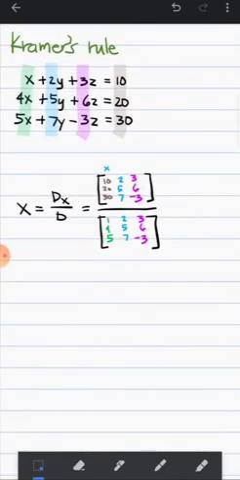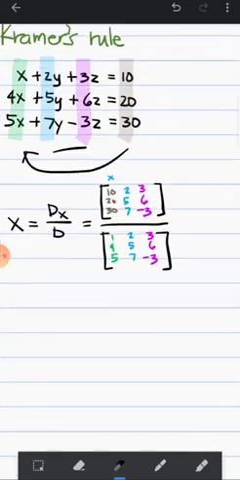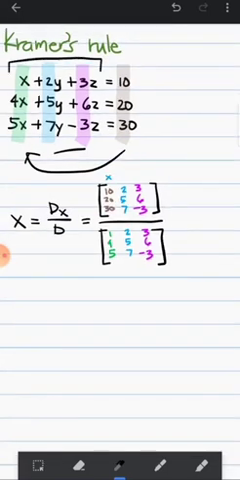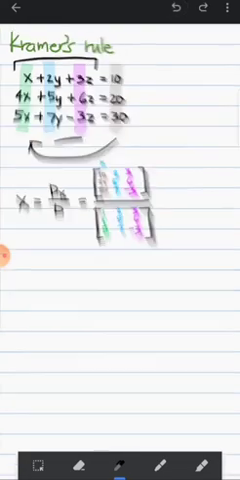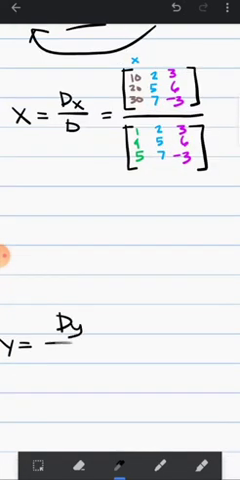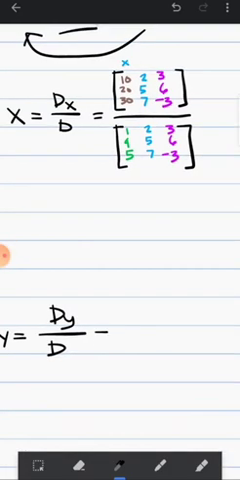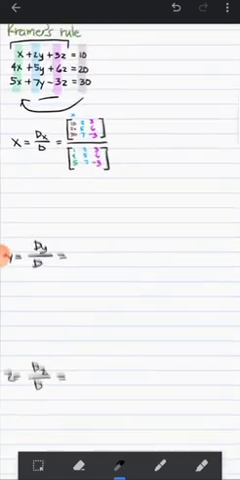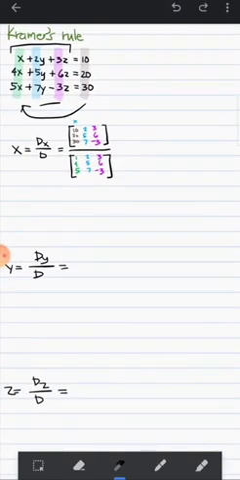So all we did is just put the constant on the column of x and then copy these coefficients of y and z. And then for below, all of these coefficients of that. That's it. And for y, it should be dy over d. For z, dz over d. Determinant of z over determinant of the variables.